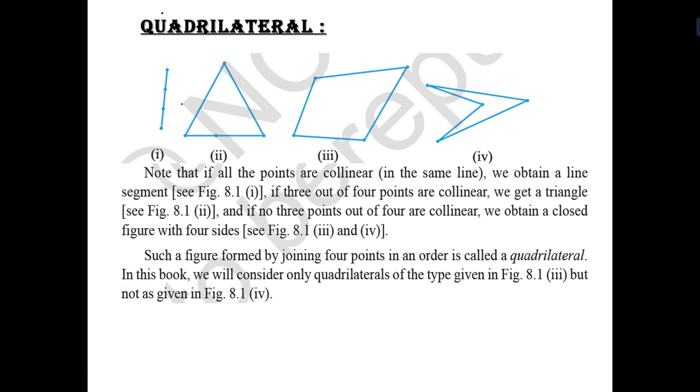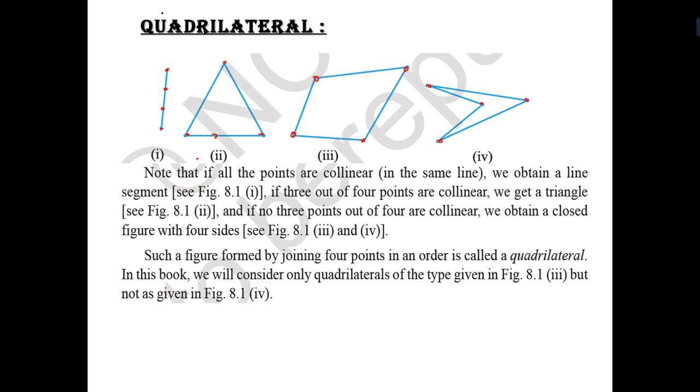Basic information: if you see here, there are 4 points. Again here 4 points, and again here 4 points. See that here they are in one line. Note that if all points are collinear, we obtain a line segment. So here it is a line segment.